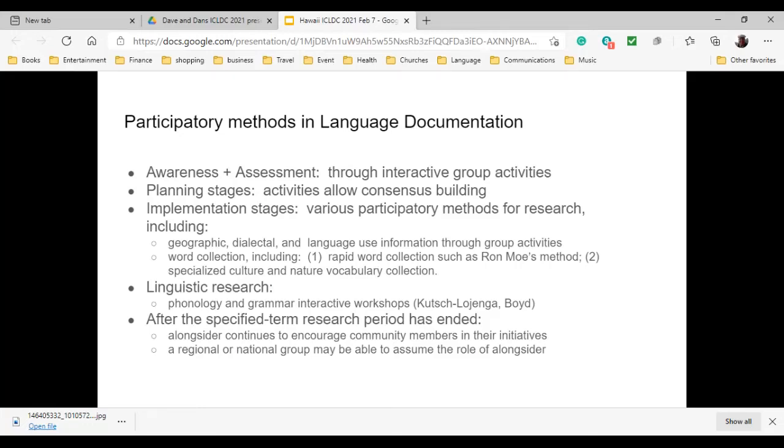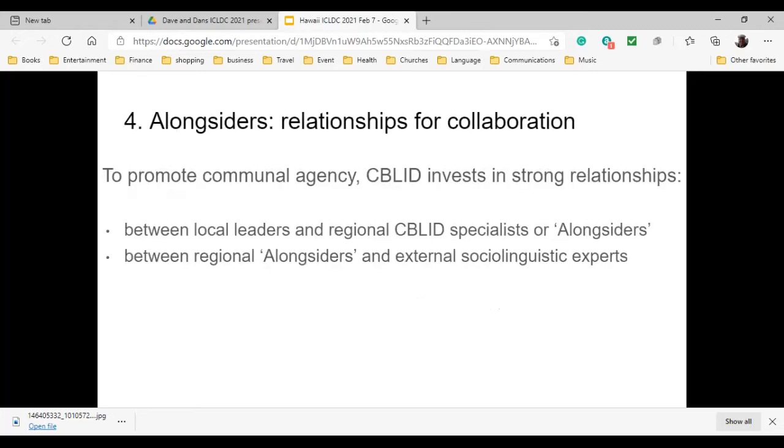And once again, if people are used to doing these kinds of participatory methods, and if there was an alongsider who could keep on visiting them even after the language documentation project had finished, this could be a real benefit to them. And we'll go to Dave.